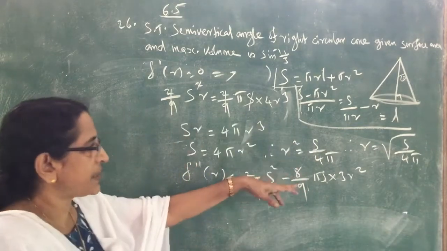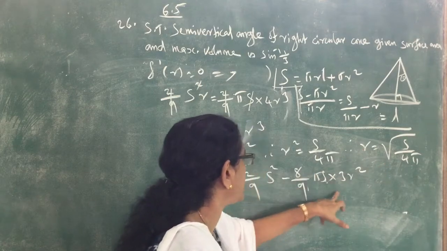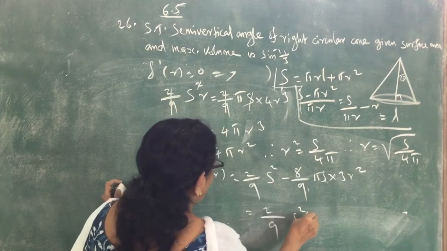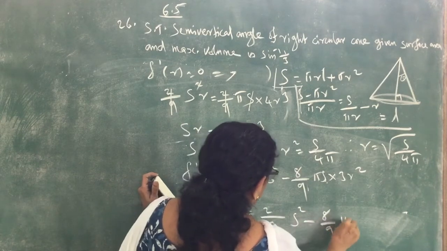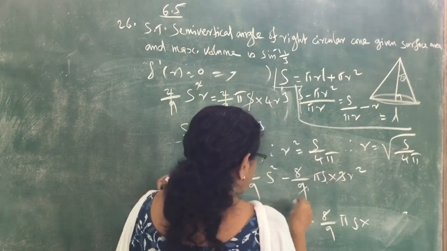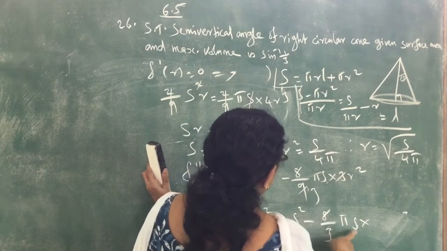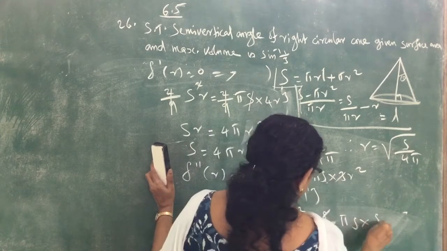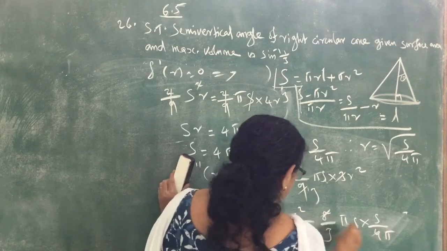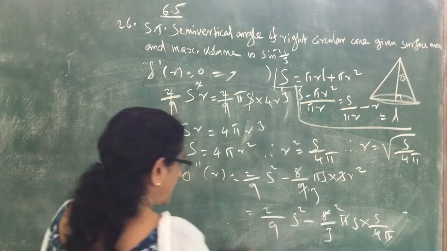So when you substitute that value here, r square we can write s by 4 pi. Simplify that. So you will get 2 by 9 into s square minus 8 by 9 pi s into 3. We can cancel, so we get 3 here. 8 by 3 pi s into r square. R square is s by 4 pi. So we get here, this is 2. 2 pi s, pi cancel, 2 s square by 3.